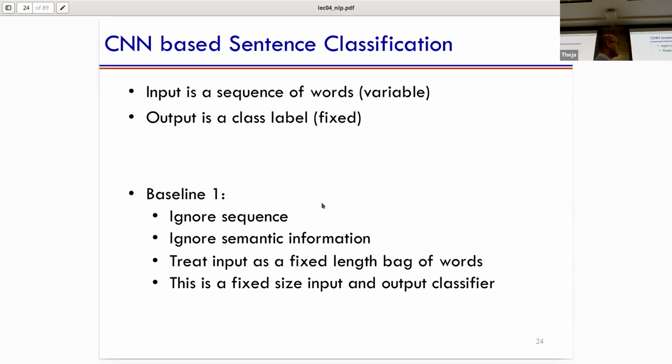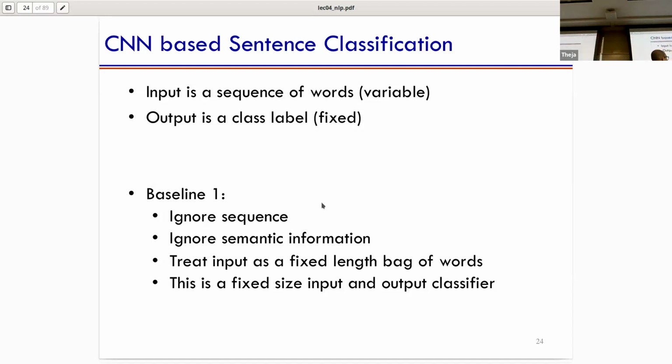So there are several ways to reduce or change the complexity of the problem. One is, if you input a sequence of words, which could be variable length, right? In naive Bayes also it's variable length, except we know that the number of words in the dictionary is fixed, so we are able to handle it.